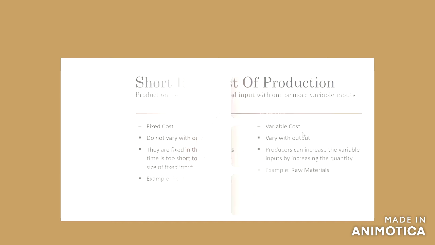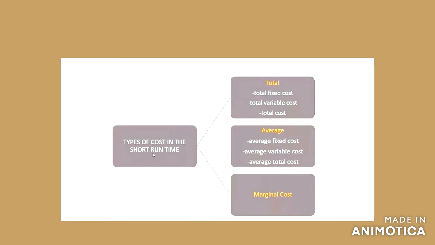So next is type of cost in the short run time. So this is the type of cost. So we have total, average, and marginal cost. So for total, we have three, that is total fixed cost, total variable cost, and total cost. And for average, we also have average fixed cost, average variable cost, and average total cost. And lastly is marginal cost. So now we look at total first.